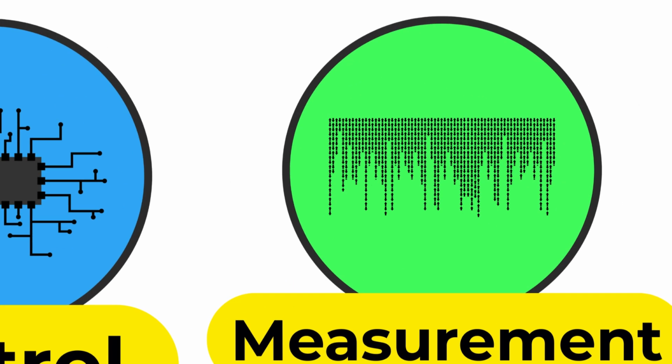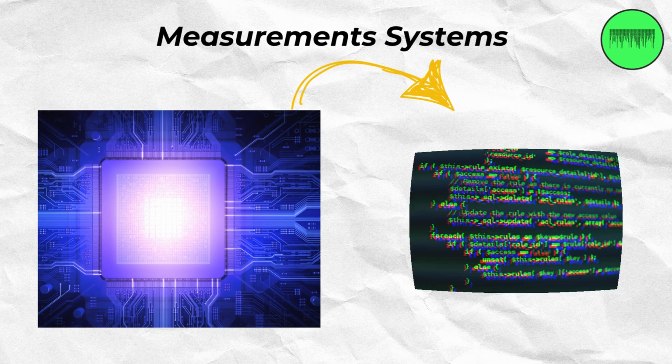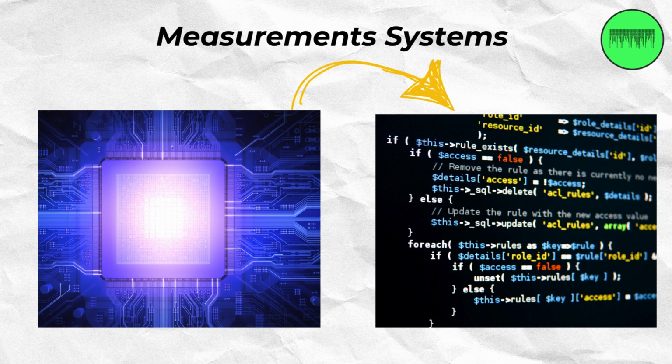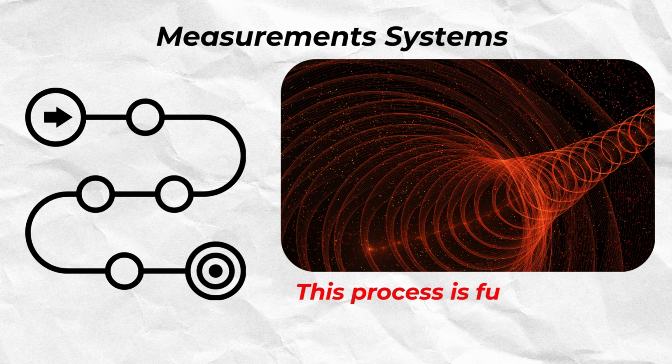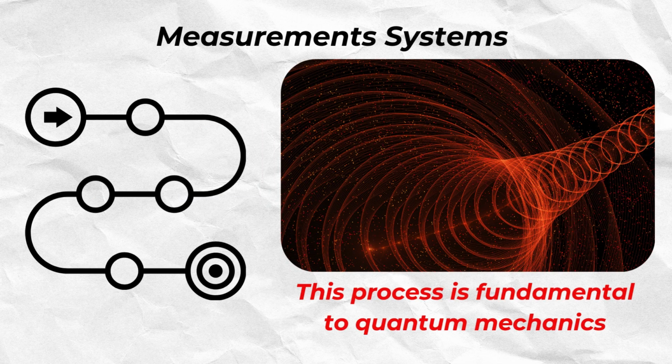Measurement system. After a quantum computation is complete, we need to read out the result. This is the job of the measurement system. Measuring a qubit forces its superposition to collapse into a definite classical state, either a 0 or a 1. This process is fundamental to quantum mechanics.